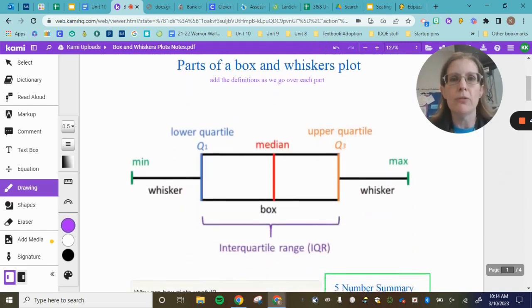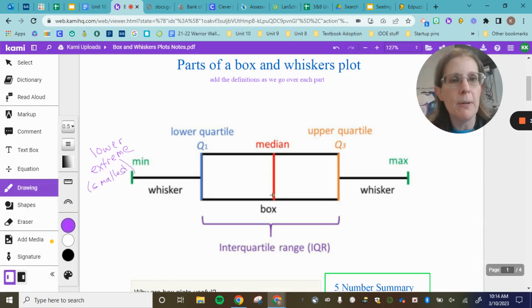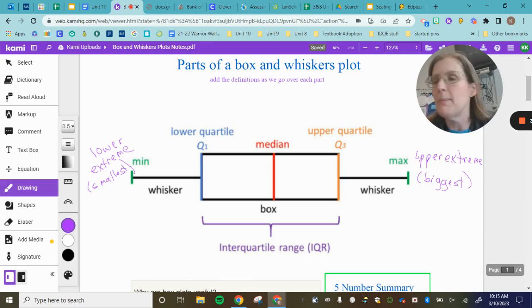So the parts of a box and whiskers plot, the first one is the minimum, the smallest number. So the smallest number is actually called the lower extreme. It's the smallest. And then the maximum number, the biggest number, is called the upper extreme. Remember, if you need more time to write these down, you can always pause it as you go. So the upper extreme is the biggest number. It would also be called the fourth quartile if it didn't have that name, upper extreme.